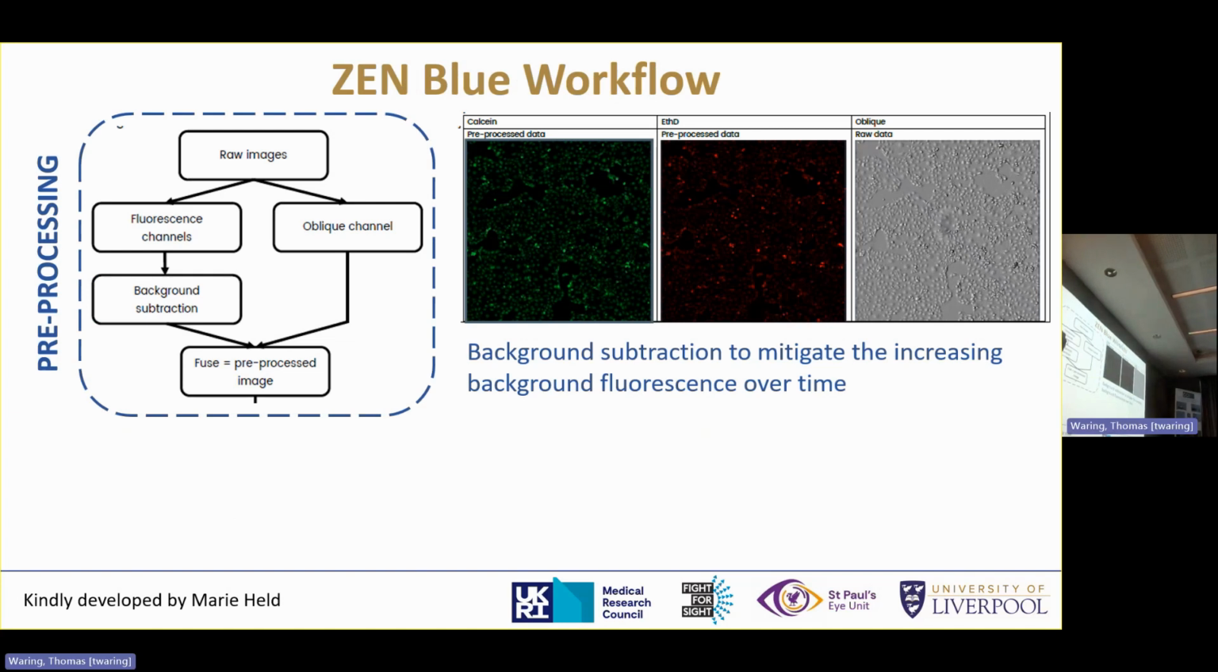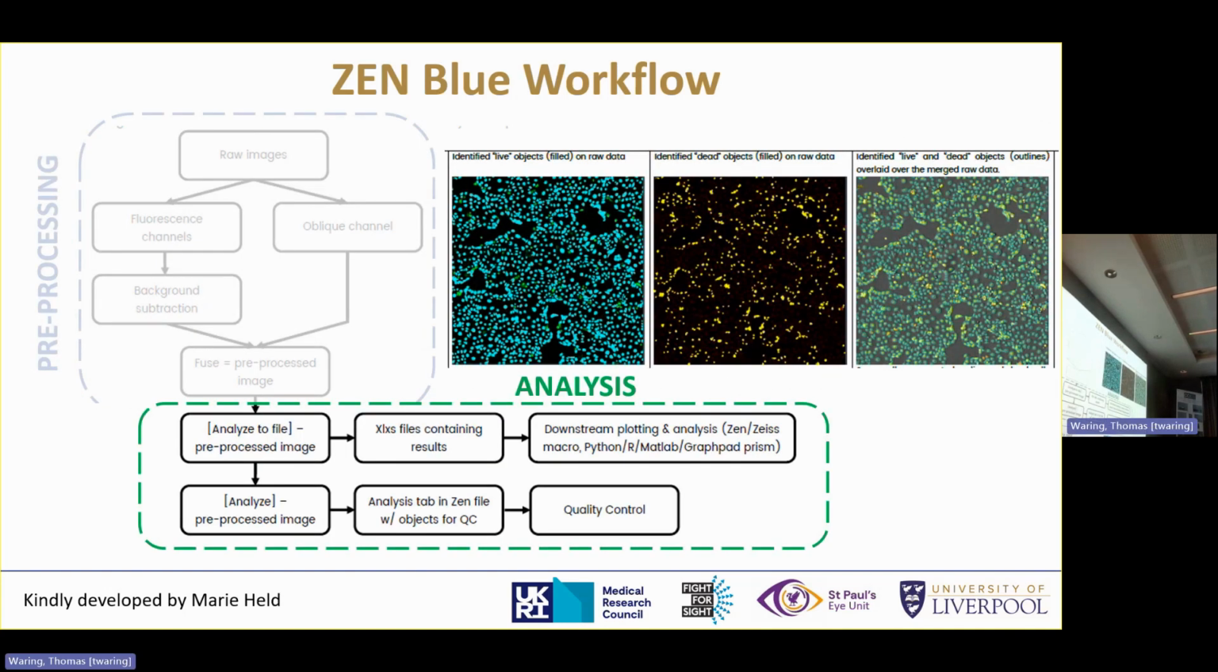So this is sort of the workflow which Maria's helped put together. So the raw images are taken. We then have been doing pre-processing on it to reduce the background fluorescence from those channels. So we first split or take the images, do the background subtraction on the fluorescence channels, and then fuse the images back together. And then we've been using Zen Blue to do the analysis as well.